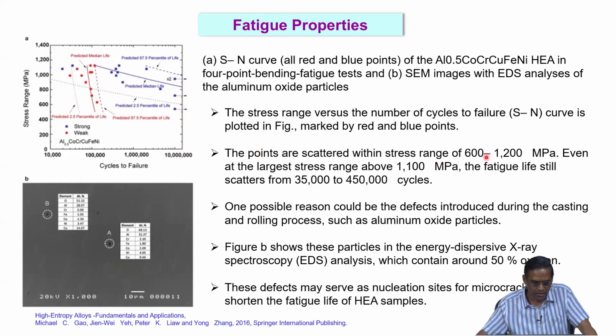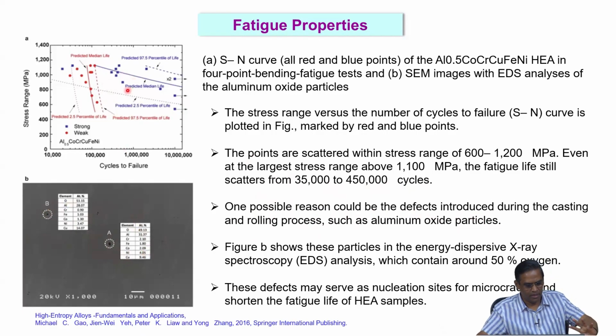So, these points are generally scattered within the stress range between 600 to 1200 MPa. Even at the largest stress range, 1100 MPa, the fatigue life still scatters from 35,000 to 450,000 cycles. For this kind of scattering, one possible reason could be the defects introduced during the casting and rolling process, such as aluminum oxide particles. That's what this EDS shows here. Most of the aluminum oxide particles are there.